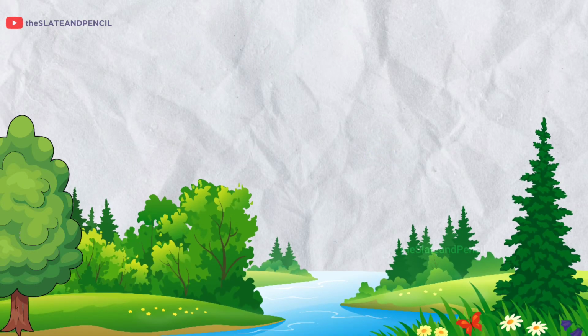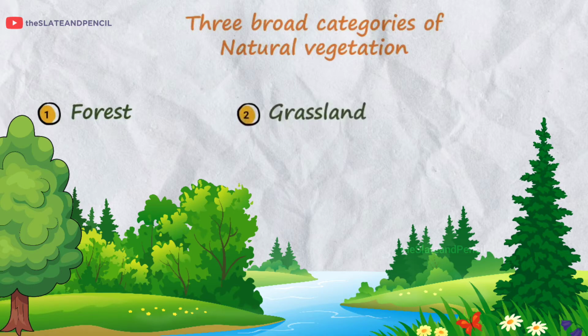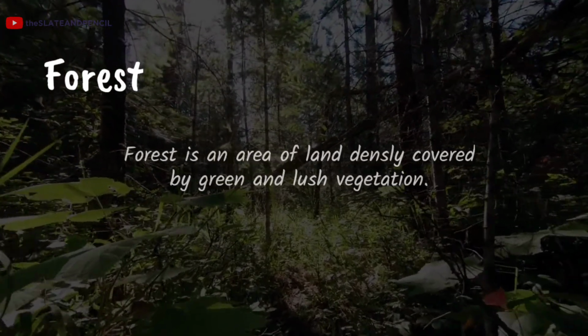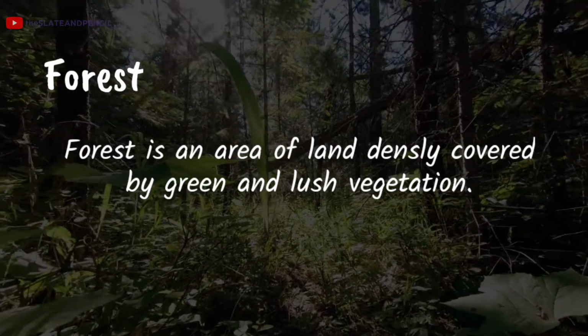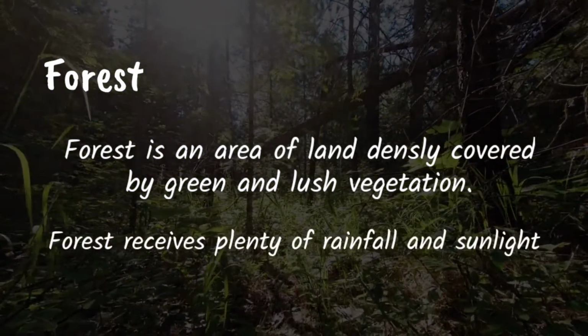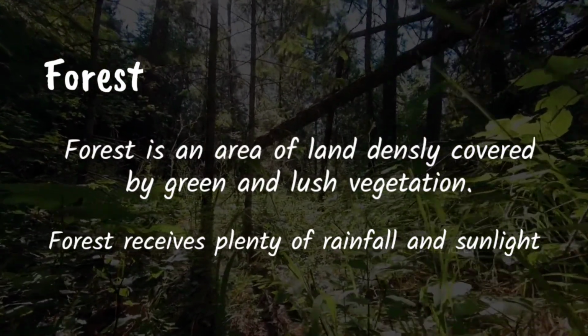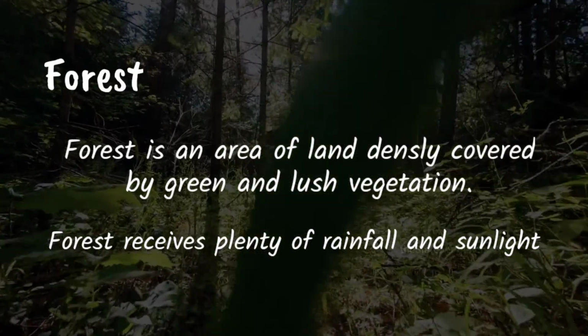Now let's talk about the three broad categories of natural vegetation, which we will discuss in this chapter: forest, grassland and shrubs. Forest is an area of land densely covered with green and lush vegetation. These areas receive plenty of rainfall and sunlight throughout the year. Forest provides habitat to a large number of wild animals.